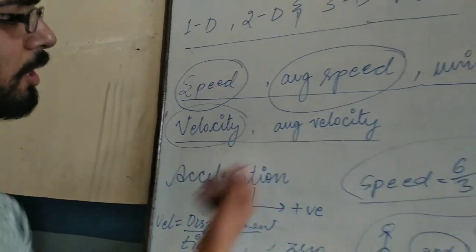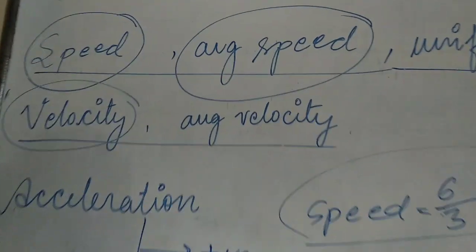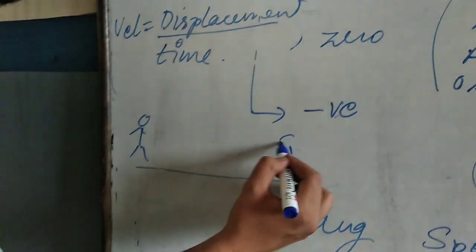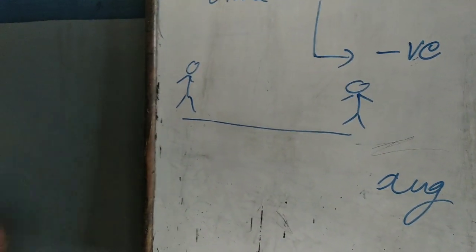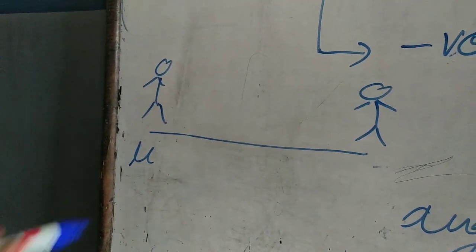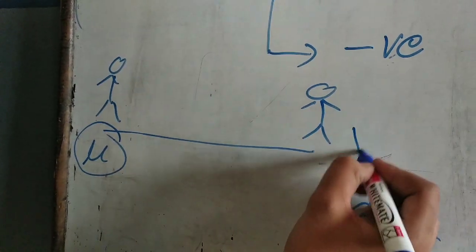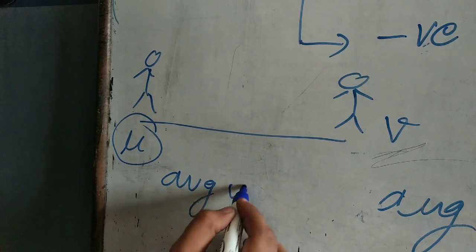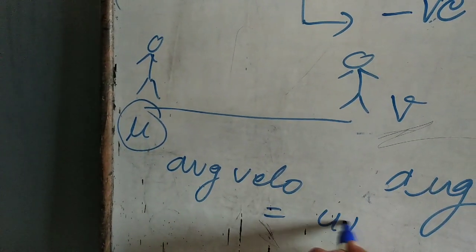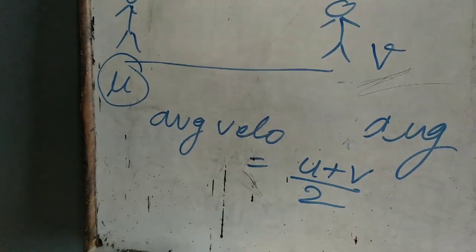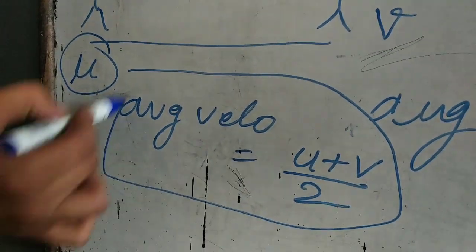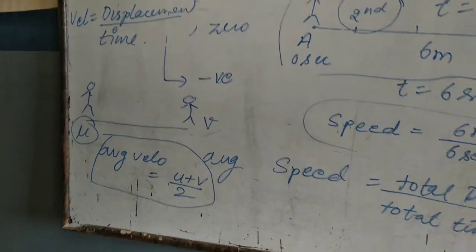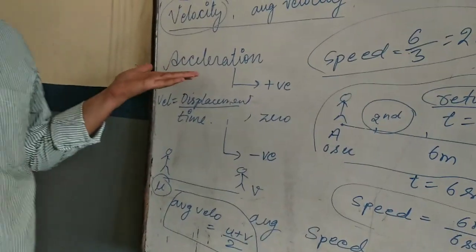Okay, now average velocity. If a person starts his journey from here to here, initially he was at rest, so the initial velocity will be denoted by u and the final by v. So with u and v, the average velocity will be u plus v upon 2. I hope you are taking notes along with me. Next is acceleration.